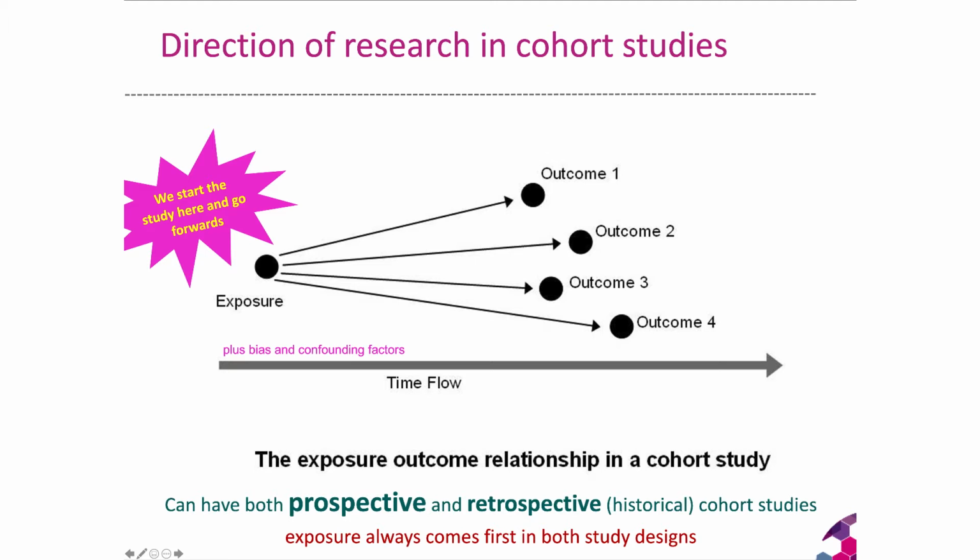We can have prospective and retrospective cohort studies, but in both cases the exposure is measured first. The participants do not have the health outcome that we are interested in, and then they are followed up and monitored yearly, usually over a number of years, 2, 3, 5, 10 and longer, and then over that time the key health outcomes are monitored.